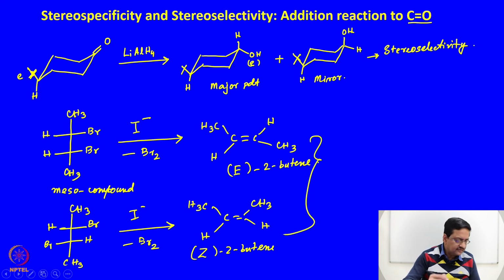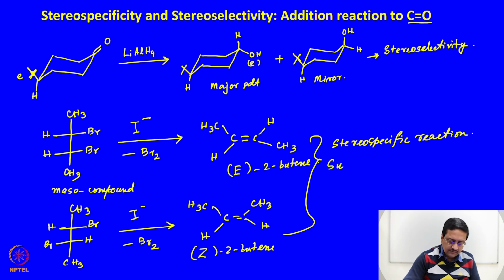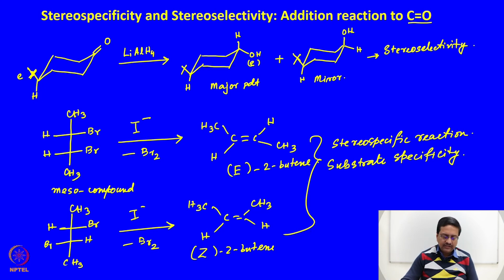So these two reactions are called stereospecific reactions, where we see the substrate specificity. Here it is possible to choose different substrates to get the target molecule made through these stereoselective or stereospecific synthesis routes.